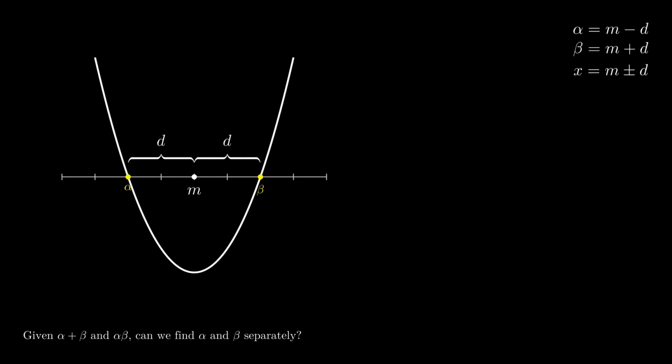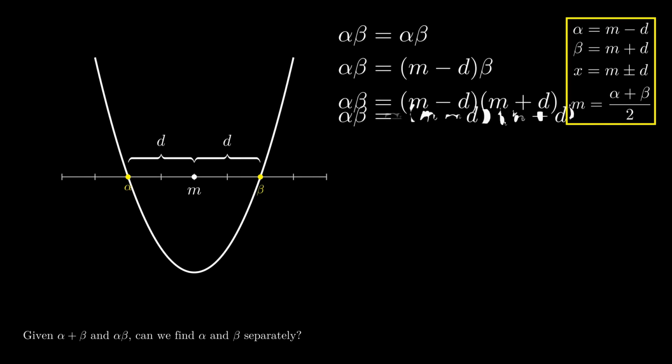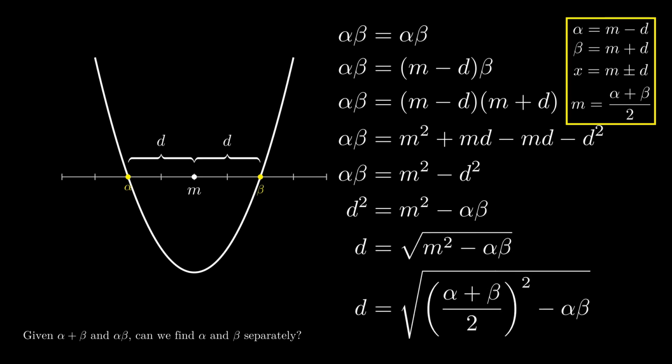Since the midpoint is the value between the roots, it makes sense to say that the midpoint is the average of the roots, which is half the sum of the roots. Now, let's try to find a way to express distance d. Remember that we are given the product of the roots, alpha times beta. We can use our previous equation for alpha and beta and rearrange the terms to get an expression for the distance in terms of the quantities that we know, which are the sum and product of the roots. You can pause to inspect each step carefully, but they do not require more than elementary algebra.